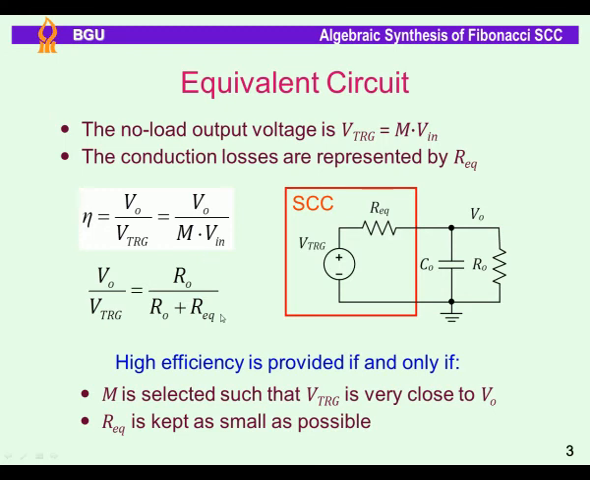It is evident, thus, that to obtain high efficiency the target voltage must be very close to the output voltage. This can be achieved by keeping R equivalent as small as possible and adjusting M as required. However, adjustment of M poses a difficult problem since M depends on the SCC topologies.